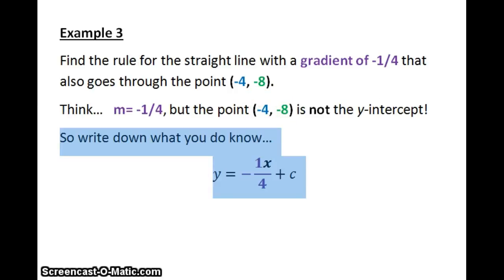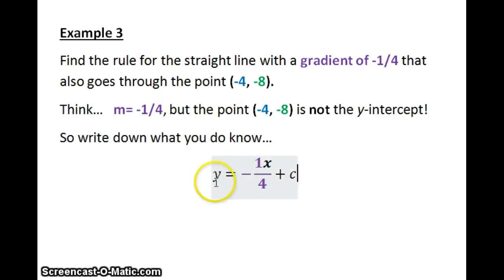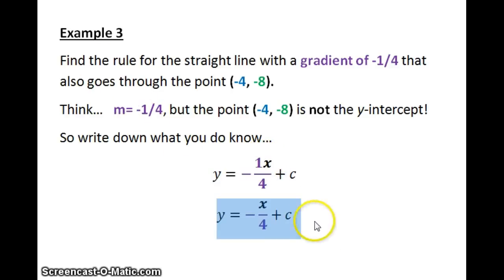We write down what we know. We know half the answer. We know that y equals -1x/4 plus c. Now we don't always have to write that 1 up there. The x has to be in the numerator, not down here. If the x was down here, it wouldn't be a straight line anymore. It has to be up the top. But we don't have to put that 1 in, just like before.